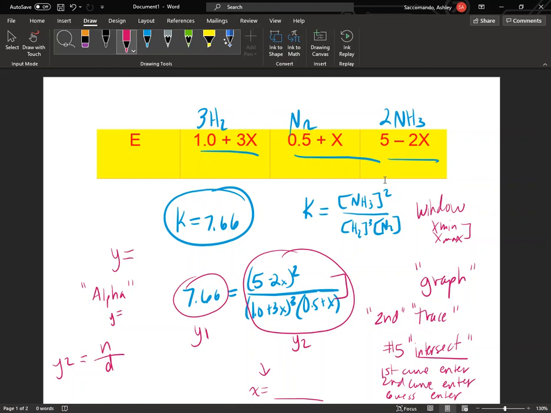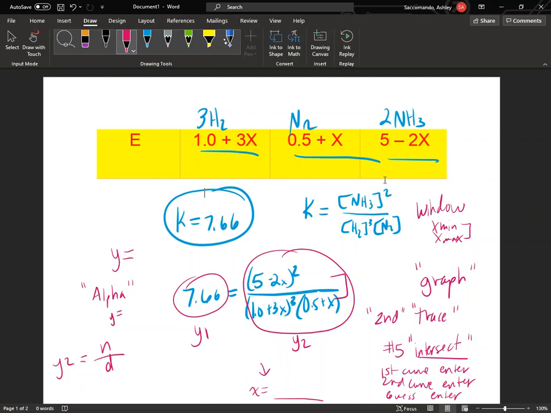So those are the kind of scenarios. They either give you two initials and an equilibrium and you can find K. Or they give you initials and K and you can find equilibrium ones by graphing. Or they could give you initials and then a percent that decomposes, or percent that changes over. And then if they give you the percent, remember, you can always find X because you know how much the change is going to be.